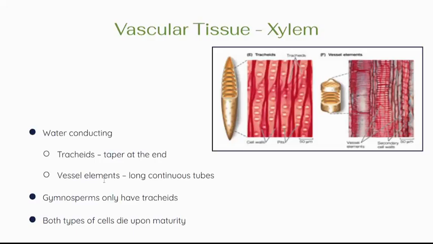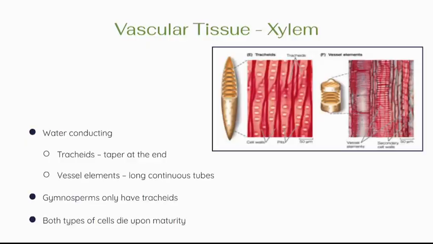So they have tracheids, which taper at the end, and also vessel elements. That's long continuous tubes, as you can see on the right. Interestingly, both of these cell types die upon maturity, and they form hollow tubes that will efficiently conduct water. So essentially they die, but after they die, they serve a purpose.